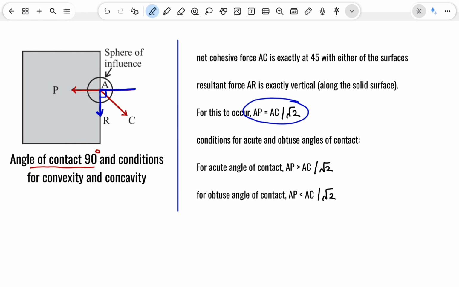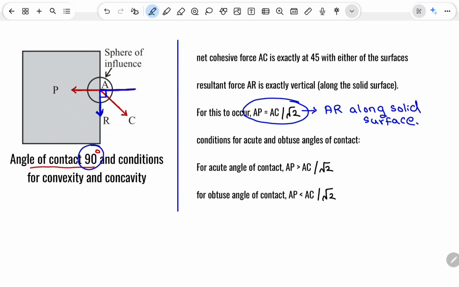Now, when this condition occurs, that is, when AP is equal to AC by root 2, the net force AR is along the solid surface, and when the net force is along the solid surface, the angle of contact that we get is 90 degrees.